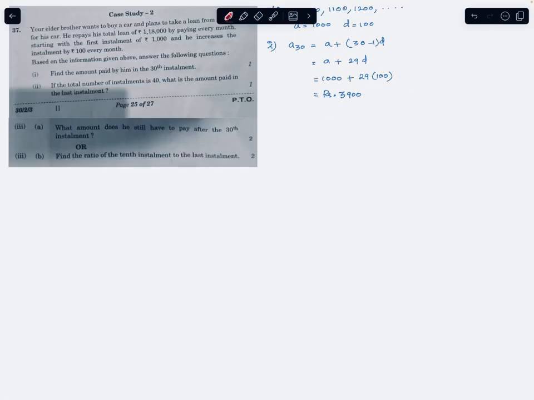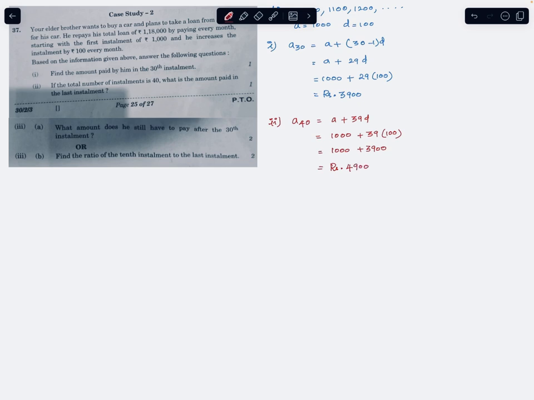Question 2. If the total number of installments is 40, what is the amount paid in the last installment? The question is asking us to find out A40, which is a plus 39d. A is 1000 plus 39 times 100, 1000 plus 3900, which is rupees 4900.